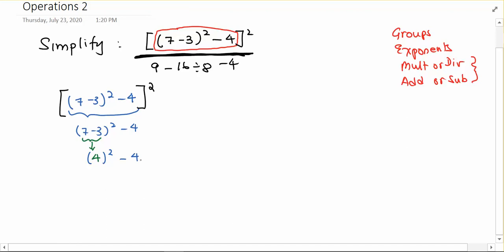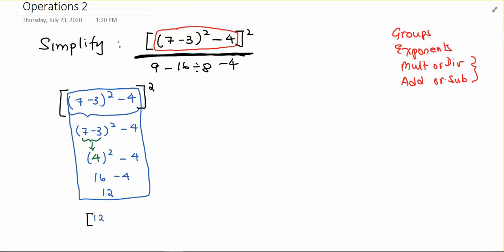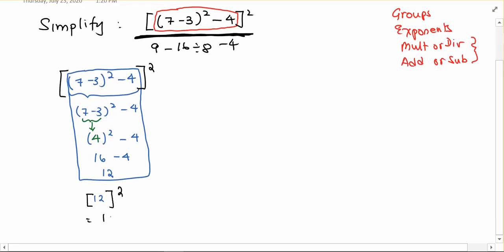And now what do I work first? Do I work the exponent, the square, or the subtraction? Well, clearly the exponent. That's going to work out as 16. And now I do the minus 4, which is going to be 12. And all of that, remember, is the part that's inside the parentheses. So to do the numerator, we really have to take that answer and square it. And that works out to be 144.